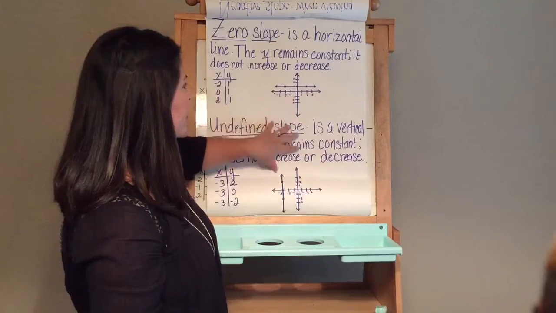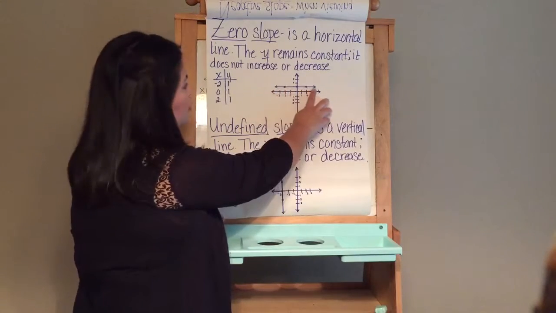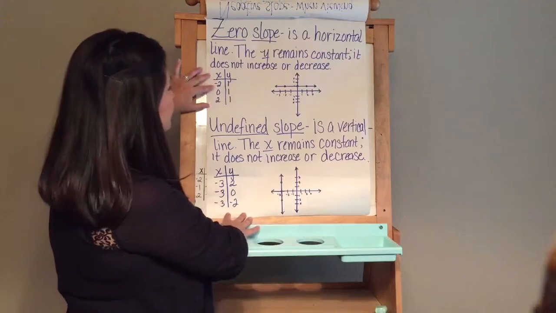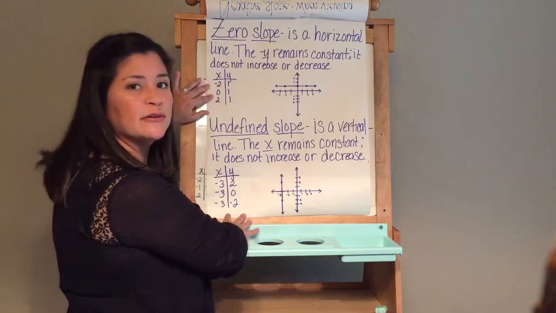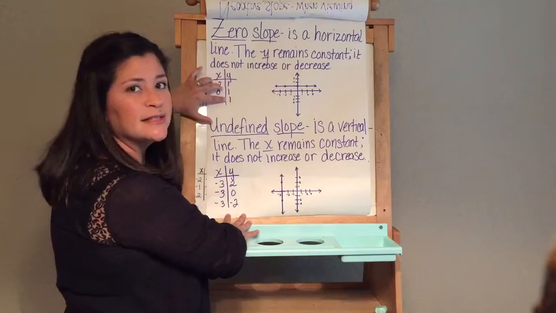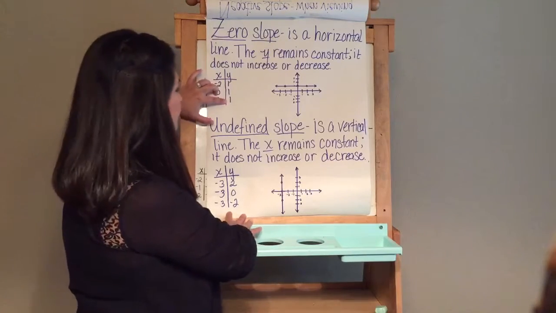So when we look at the graph, we see that it's drawn straight across, which is a horizontal line. If we look at the x and y coordinates, we see that the x has a -2, 0, and 2, and those are changing, but the y all has a +1. So the y is staying the same or remaining constant.